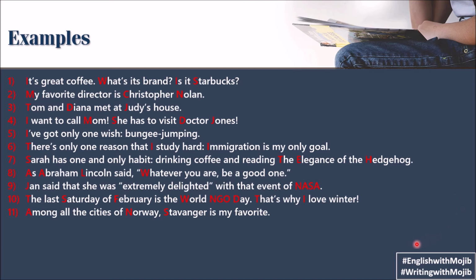11. Among all the cities of Norway, Stavanger is my favorite. Name of a country, name of a city, proper nouns. A, beginning of a sentence, they should be capital.